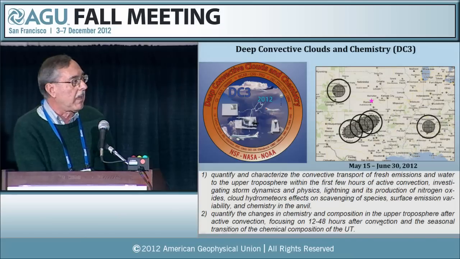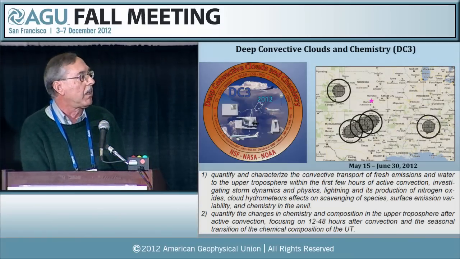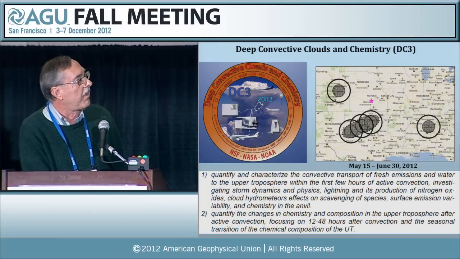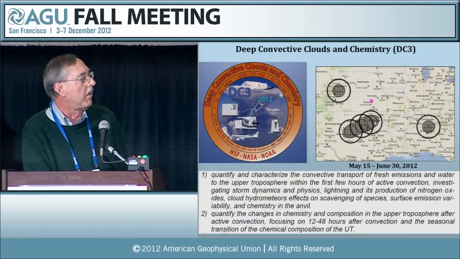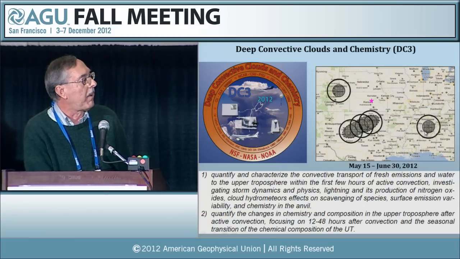Now, the Deep Convective Clouds and Chemistry experiment was conducted during the latter half of May and during June of 2012. There were 3 study regions: the northeast Colorado area, a region stretching from central Oklahoma into West Texas, and then the northern Alabama region.